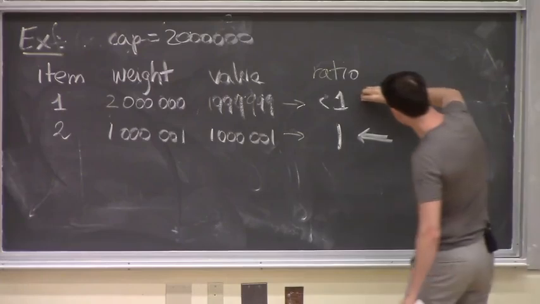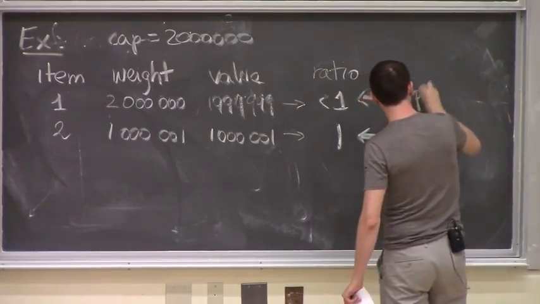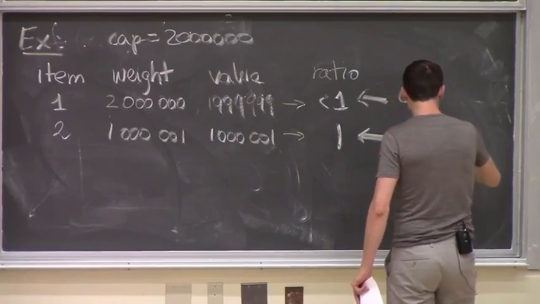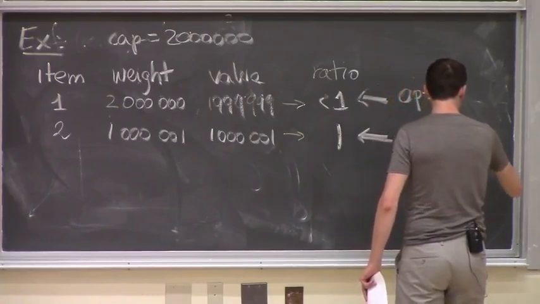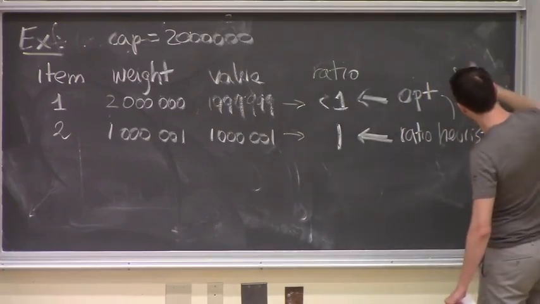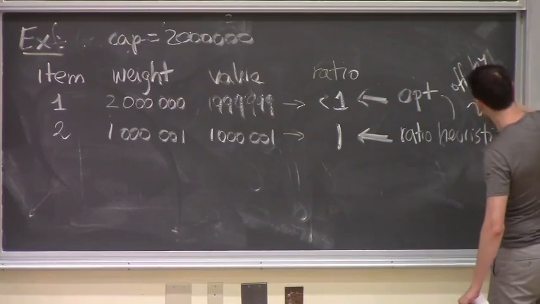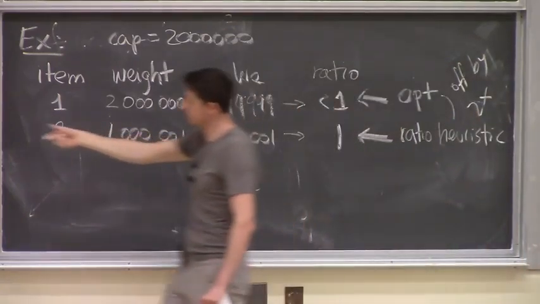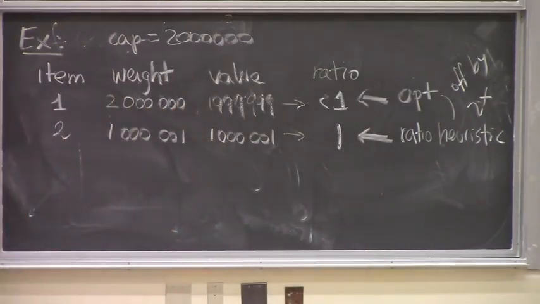So this is opt, and this is what, let's call it, the ratio heuristic gives us. And these two are off by a factor of 2, approximately. So the point is that in the earlier example we were losing 1 unit; here we're losing 1,000,000 units. So we're off by a factor of 2. Well, too bad.